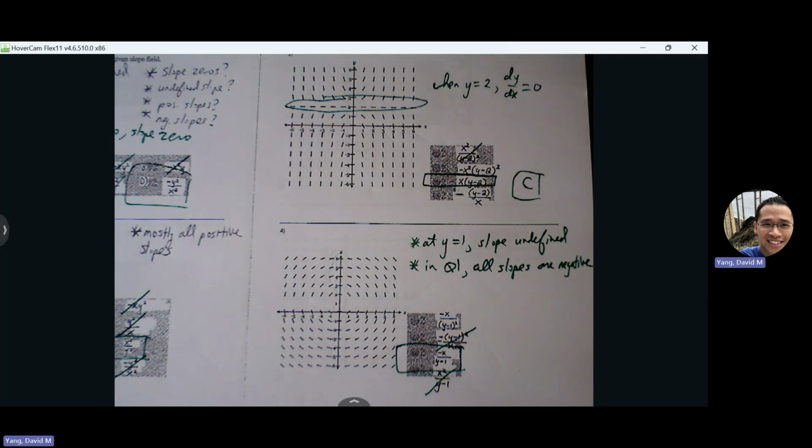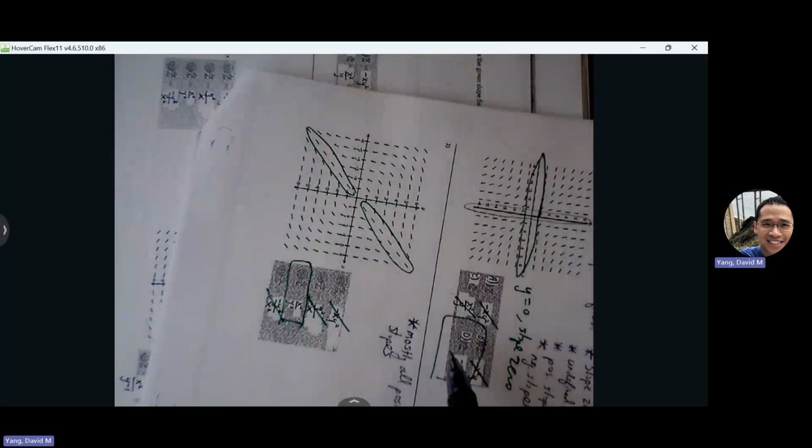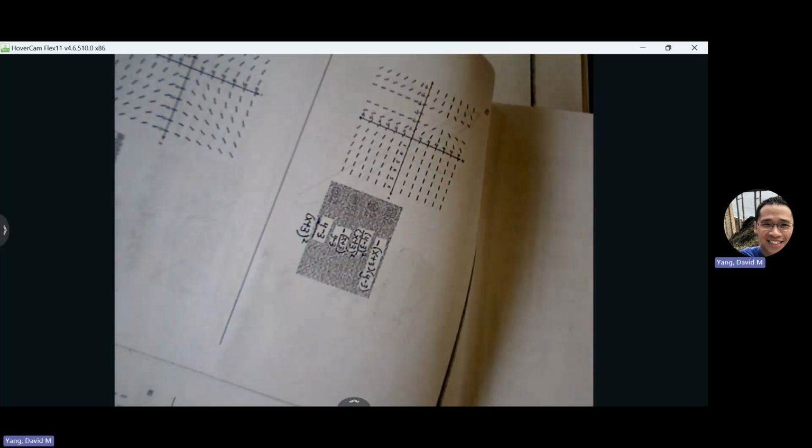Okay, any questions 1 through 4? All right, I'm going to have you guys try page 8 on your own later. Let's go into practicing solving differential equations. Okay, page 9.